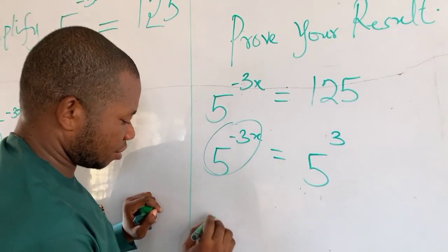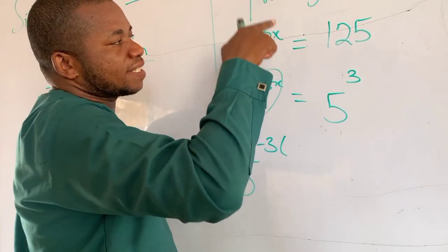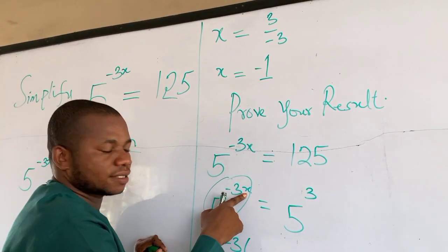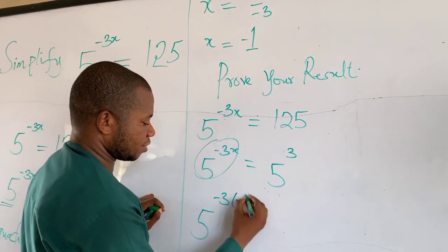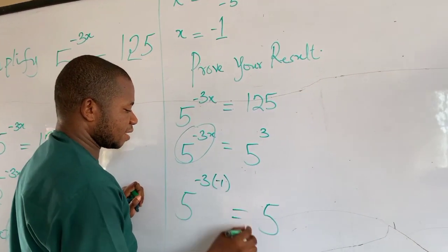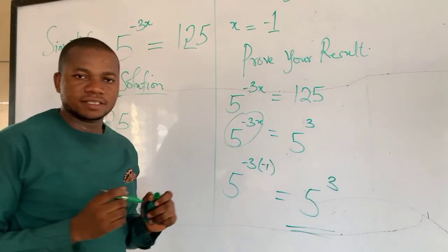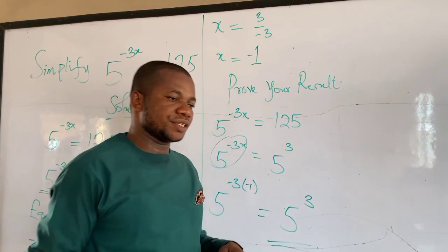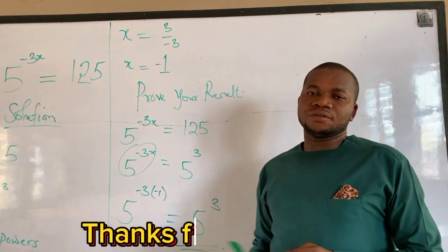So how do we do that? We have 5 raised to the power -3x, and then we insert the value of x in place of x. This x is what? -1. So we now put -1. At the end of the day, we have 5 raised to the power -3 times -1, which will give us 3. Okay, so that means that the answer is actually correct. I want to believe that the result provided is helpful to you.